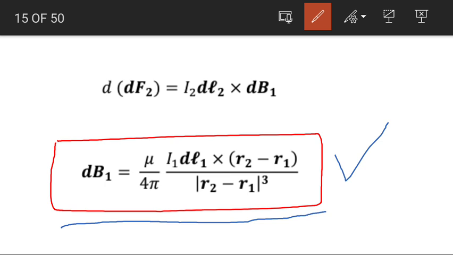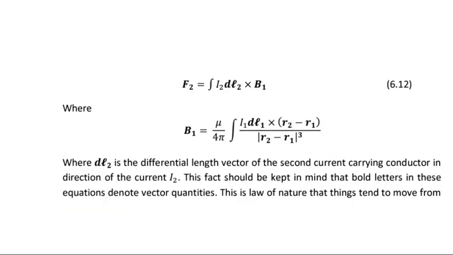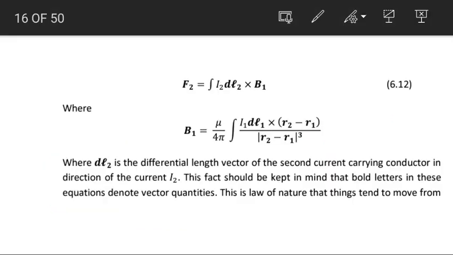The total force which is experienced by the second conductor due to the magnetic flux density of the first conductor is given by equation number 6.12. So the force on the second conductor will be equal to the integration of I2 dl2 cross B1, where B1 is the magnetic flux density which is generated by the current in conductor number 1, and B1 is given by this particular equation.